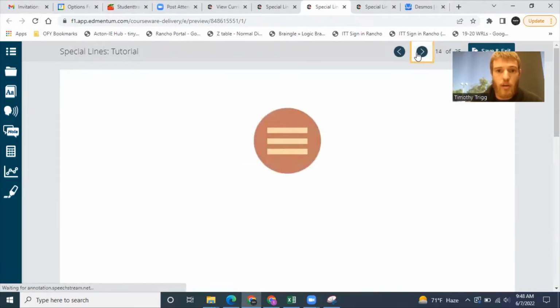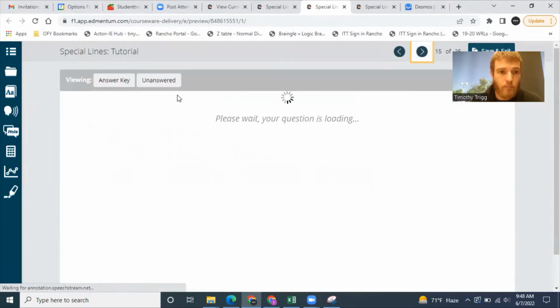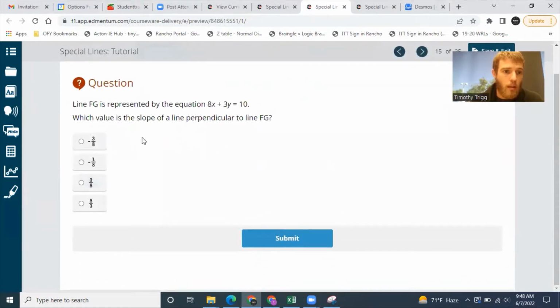All right, once you're done with that, let's go ahead and move along. Line FG is represented by the equation 8x plus 3y equals 10. Which value is the slope of a line perpendicular to line FG?